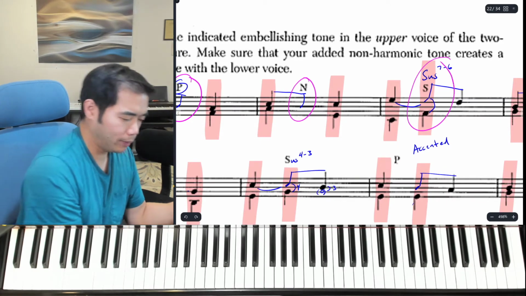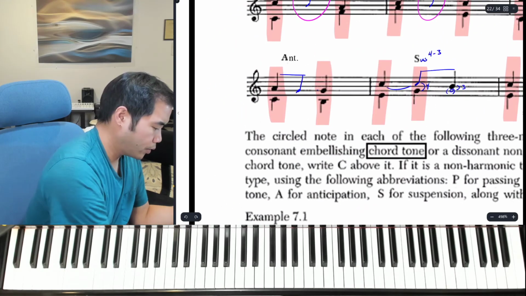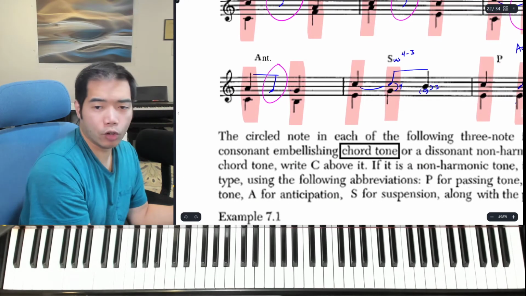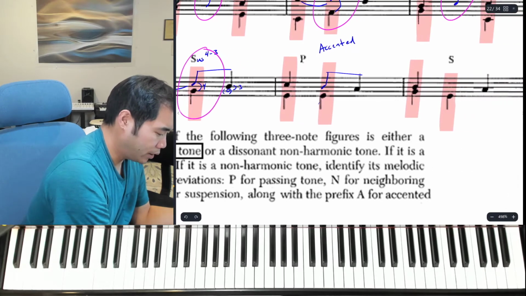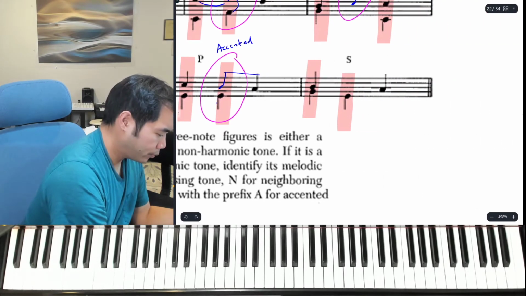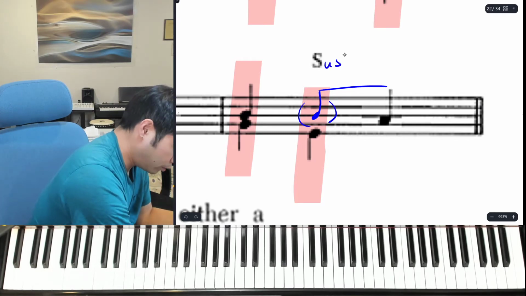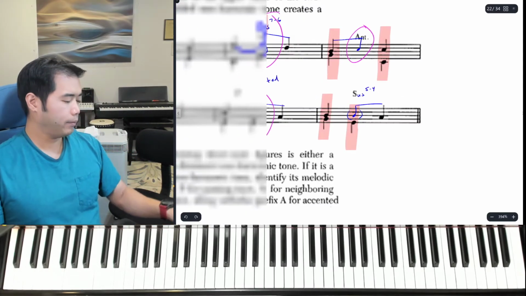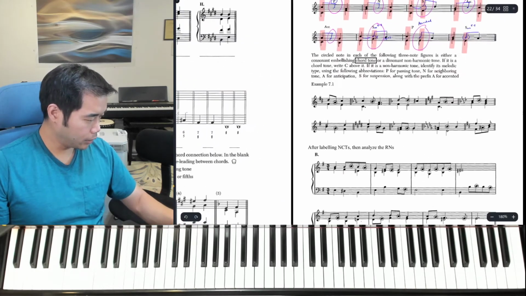Suspension is almost always going to be accented. Anticipation, non-accented. Anticipation, non-accented. Anticipations will almost always be non-accented. Suspension, like I said, accented. This passing tone is accented. And again, another suspension. We're just going to suspend the B, like so. This becomes our suspension. And in this case, we're dealing with a 5/4 suspension. Okay? So hopefully that's making sense.